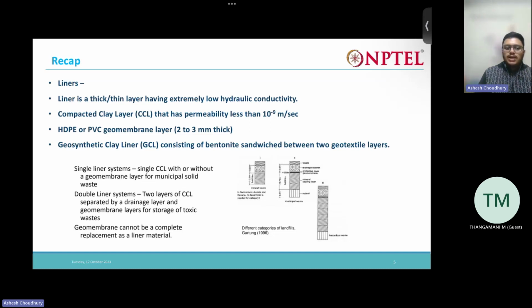And the most common is HDPE, high density polyethylene, or PVC geomembrane layer. It is a sheet of geomembranes. And then we obviously have GCLs. Okay. So there are many types of liner systems.